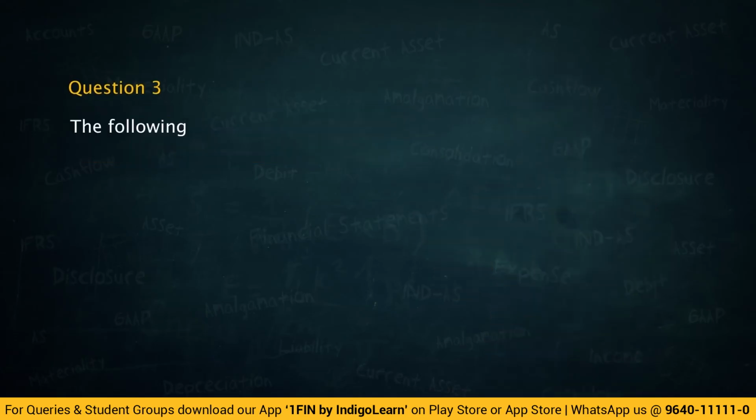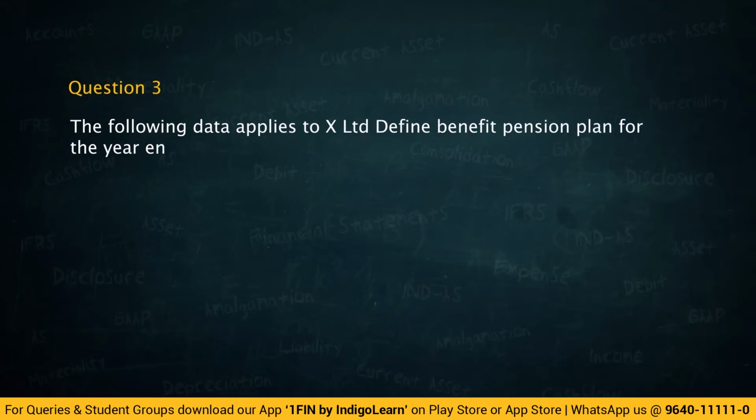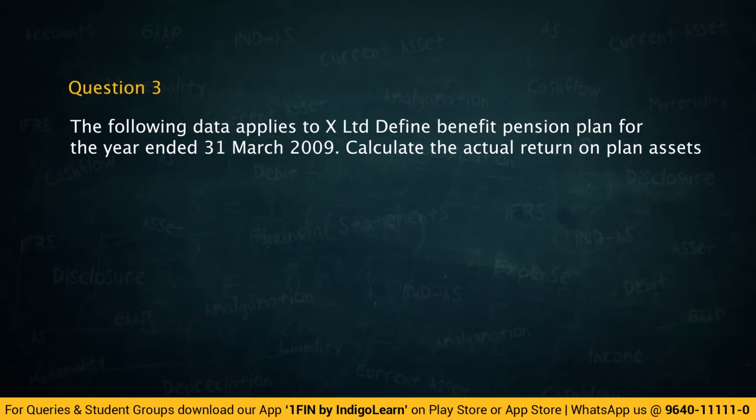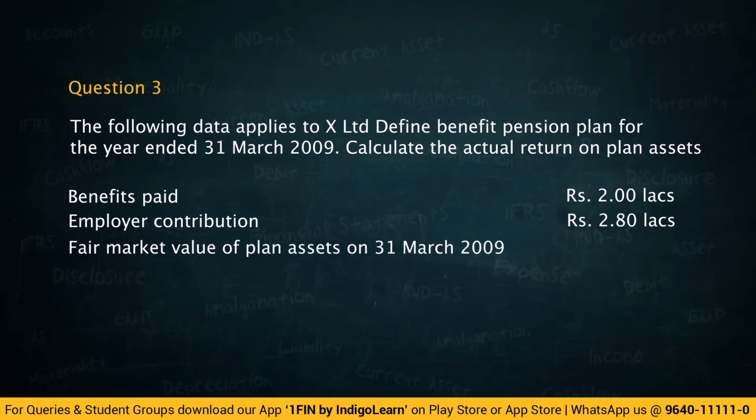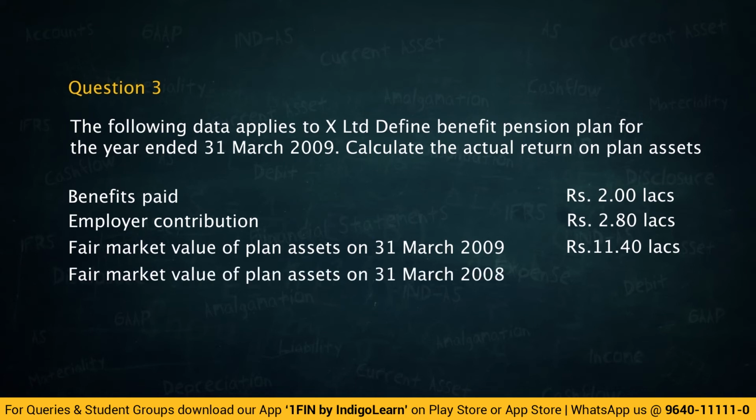The following data applies to X Limited, defined benefit pension plan for the year ended 31st March 2009. Calculate the actual return on plan assets. Just now we solved a problem like that, right? Benefits paid 2 lakhs, employer's contribution 2,80,000, fair market value of plan assets on 31st March 2009, 11 lakhs 40, and fair market value of plan assets on 31st March 2008 is 8 lakhs.